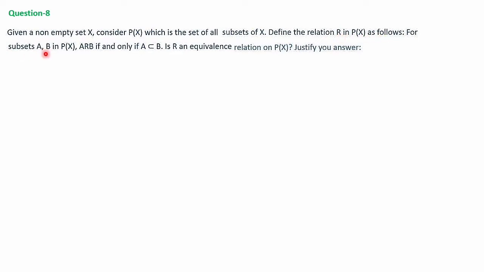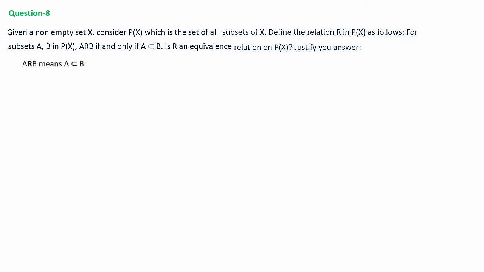Here, define the relation R in P of X as follows. For subsets A, B in P of X, meaning set of all subsets of X, A R B means A is related to B if and only if A is a subset of B. If A is a subset of B only, we can say A is related to B. We have to check whether the relation is equivalence or not. For checking the equivalence relation, first of all we have to check whether the relation is reflexive, symmetric or transitive. If these three conditions are satisfied, then we can say that the relation is an equivalence relation. First of all, let's write the given condition.